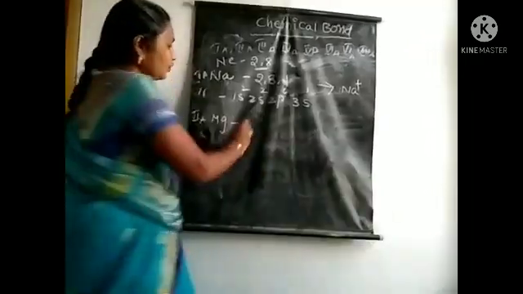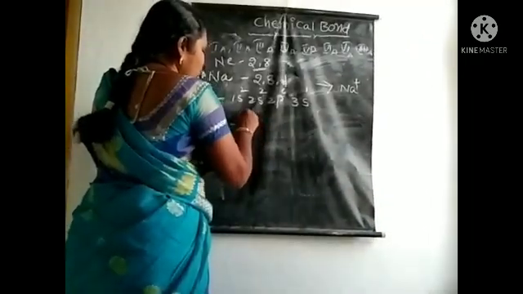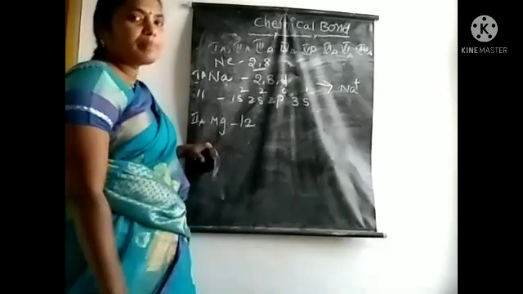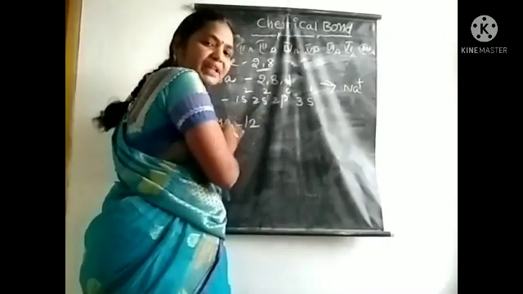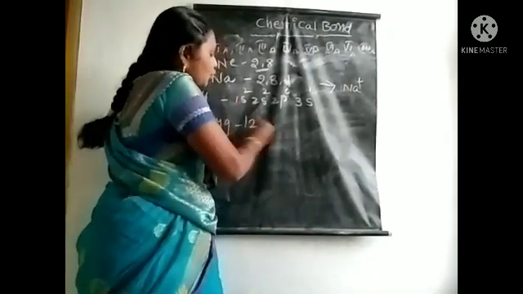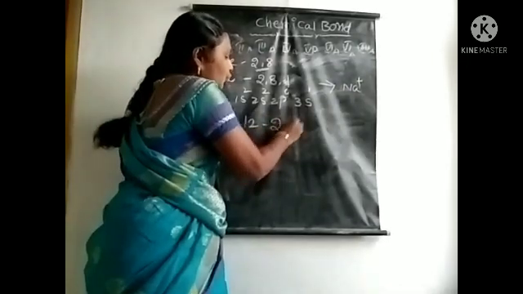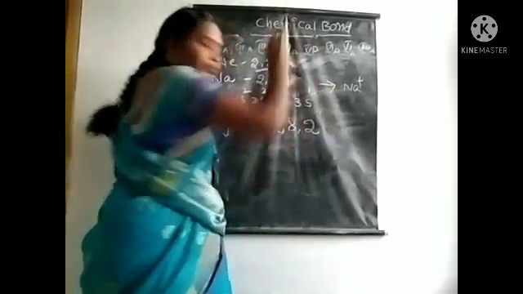Magnesium's atomic number is 12. Its electronic configuration is 2, 8, 2.